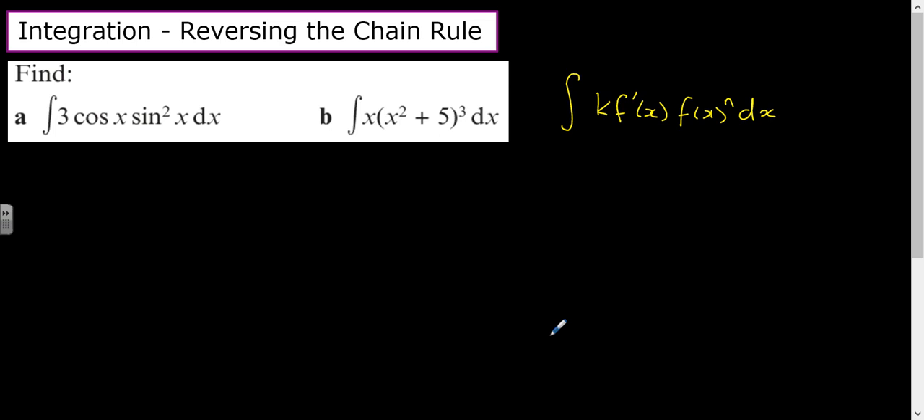So welcome back to the second half. The second instance where we're looking at reversing the chain rule is when we have this situation.